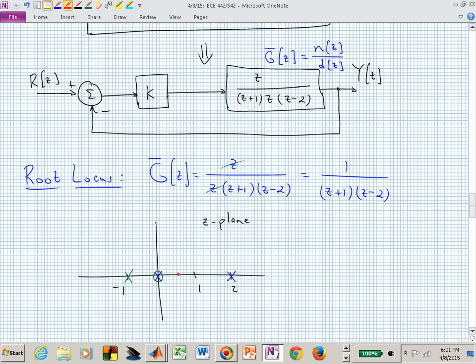Now if I look at the angle of that pole, that's 180. The angle from minus 1 to, let's say, 1/2 is 0. I have minus 180, minus 0, which is minus 180. Now every point between 2 and minus 1 belongs to the root locus.